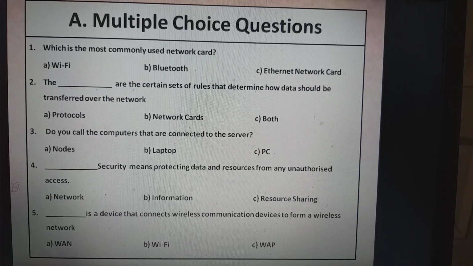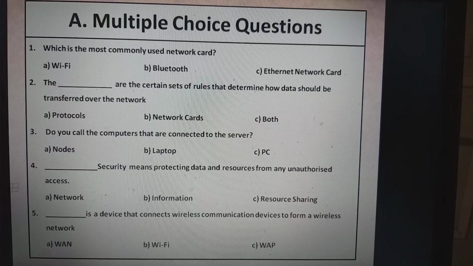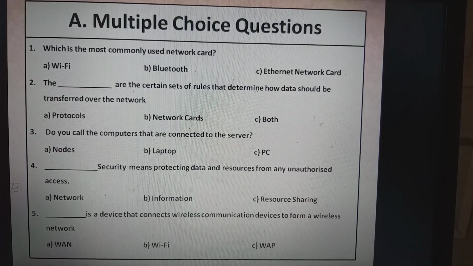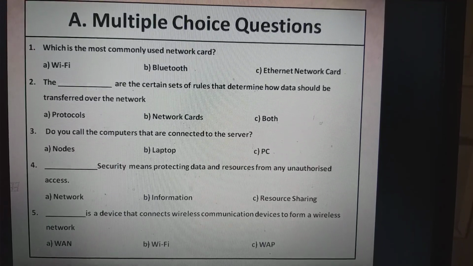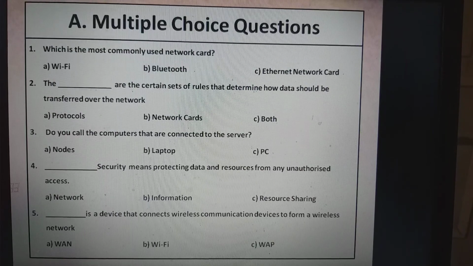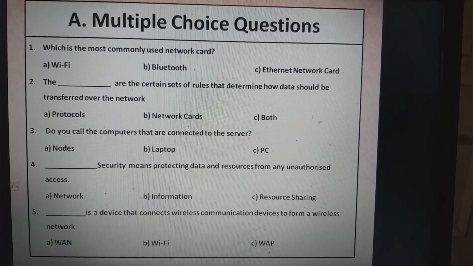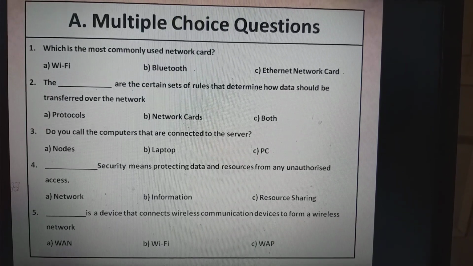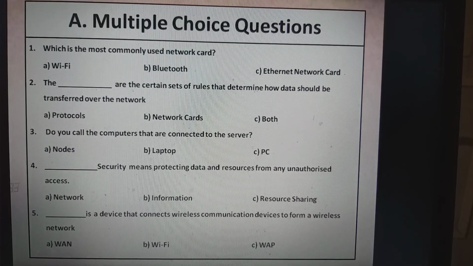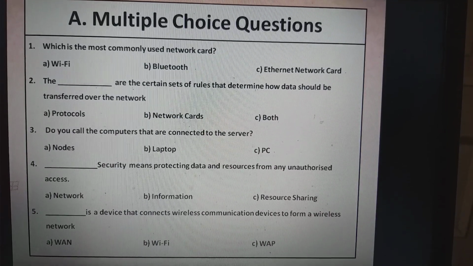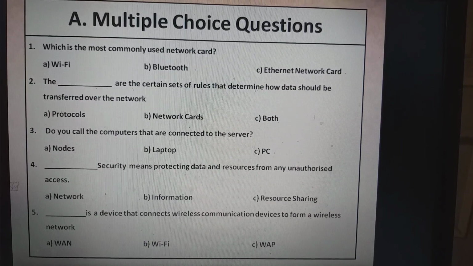Number 2. There are certain sets of rules that determine how data should be transferred over the network. The options are protocols, network cards, both. The answer will be protocols, as protocols define certain sets of rules. Number 3. What do you call the computers that are connected to the server? The options are nodes, laptop, PC. The computers that are connected to the server are nodes. So the answer is nodes.